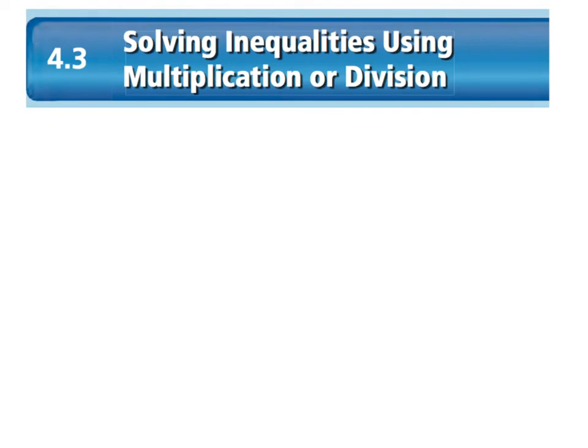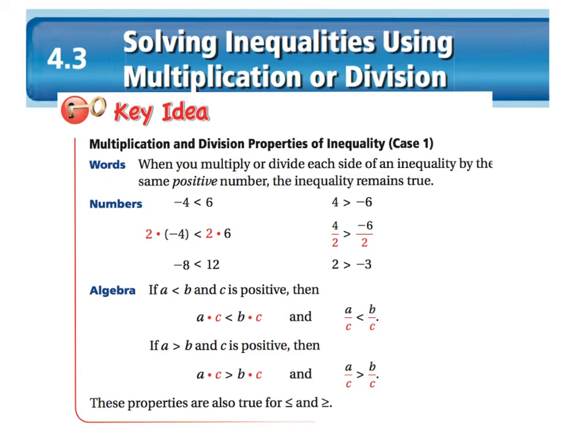And bam, we're already to section 4.3. Wow, we're flying through this. We're now going to use multiplication and division, which is basically the same thing as when you solved equations. Case 1: you don't need to write this down, but multiplication and division properties of inequalities only work with positive numbers. If you multiply both sides of an inequality by a positive number, you're using the multiplication property of inequalities. Same thing is true with division. If you divide both sides by the same positive number, you're using the division property of inequality.